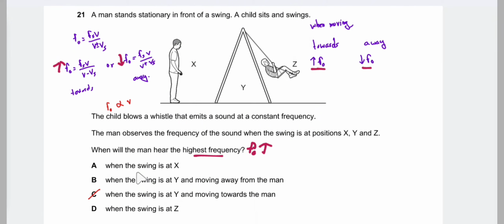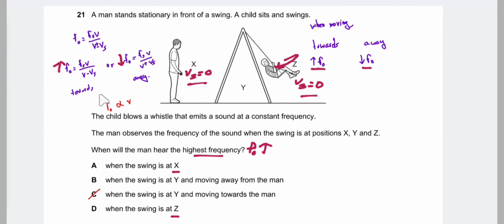So regarding the options, when the swing is at position x and when the swing is at position z. When the swing is at x, it comes momentarily to rest. Therefore here velocity is 0, that is, the velocity of the source Vs is 0. Also, when the swing is at position z, it comes to momentary rest before going again to point y. Therefore here it is also momentarily at rest, so the velocity of the source is 0.